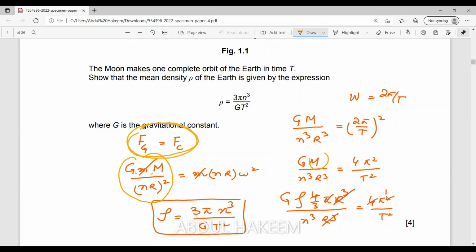But we have to write this mass in terms of the density and the volume. So 4 by 3 pi R cube multiplied by density, this is the mass. Now 4 cancel both sides, R cube cancelled, 1 pi cancelled. So after cancellation, rho is equal to 3 pi n cube over G T square. So this is the answer, this one. And it's similar to this.